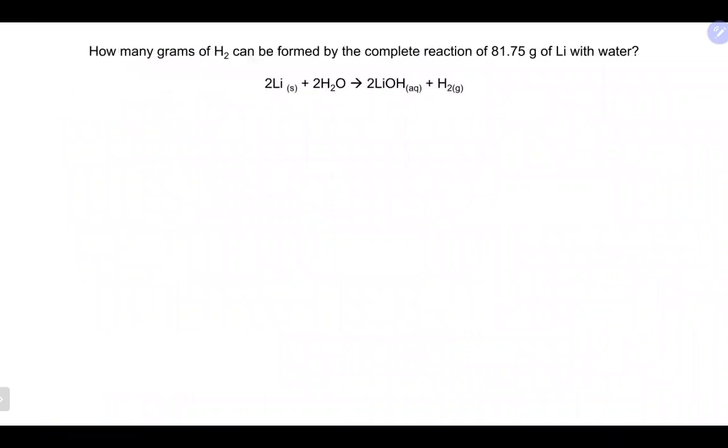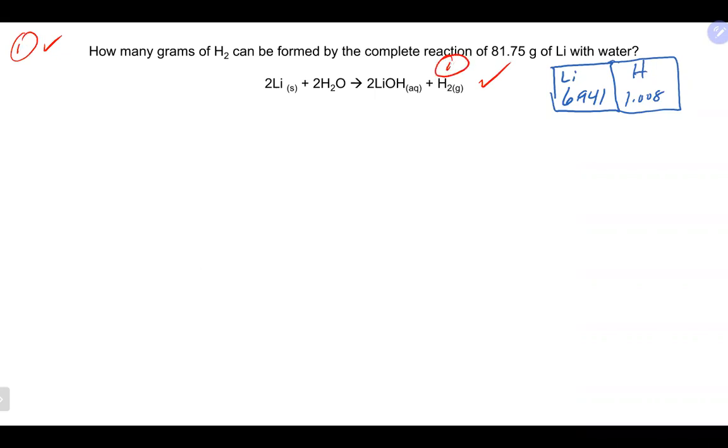So now that you're professionals, let's try another one here. How many grams of H2 would we get using this equation here, which I think is the one we used last time, but a little different problem. Once again, lithium here is 6.941, bless you, and hydrogen 1.008. All right, we're going to follow our 4 steps. So step number 1 is balance the equation, which is already done for us. So that's good. Step number 2 is convert to moles.